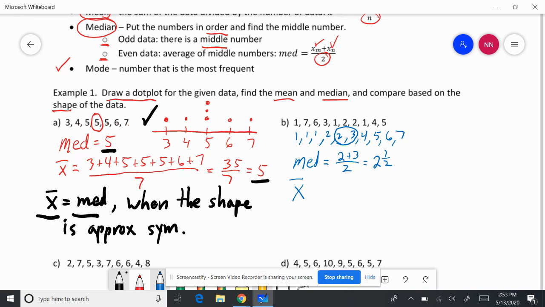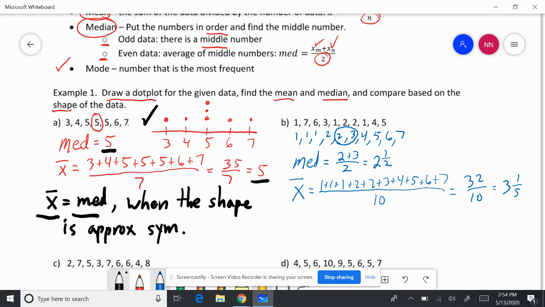Now I'm going to look for the mean. I'm going to add up all the numbers. 1 plus 1 plus 1 plus 2 plus 2 plus 3 plus 4 plus 5 plus 6 plus 7. I'm going to divide it by the 10 numbers. And when I add it up, I get 32 over 10, which is the same thing as 3 and a fifth.